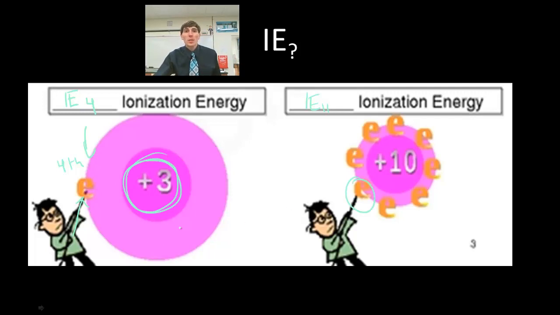Well, this wraps up successive ionization energies, and I hope that this was helpful.